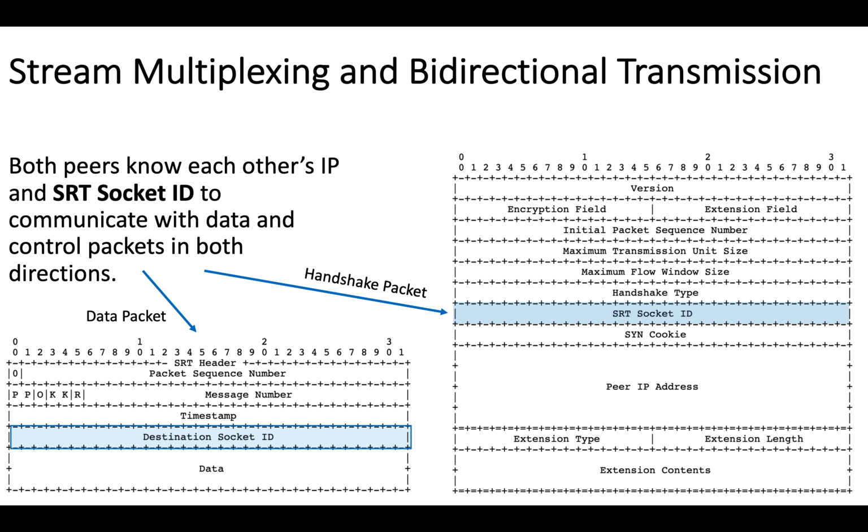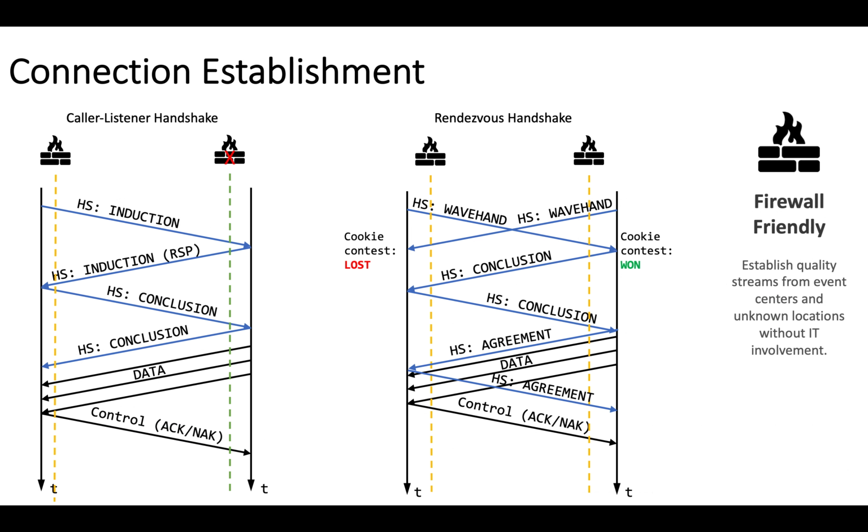SRT manages connections based on the dedicated SRT socket ID field present in every packet. For example, a data packet and a handshake packet are shown on this slide. By means of this SRT socket ID field, SRT provides bidirectional data transmission and stream multiplexing, making several connections on a single UDP link possible. SRT establishes a bidirectional connection after a handshake. There are two types of handshakes.